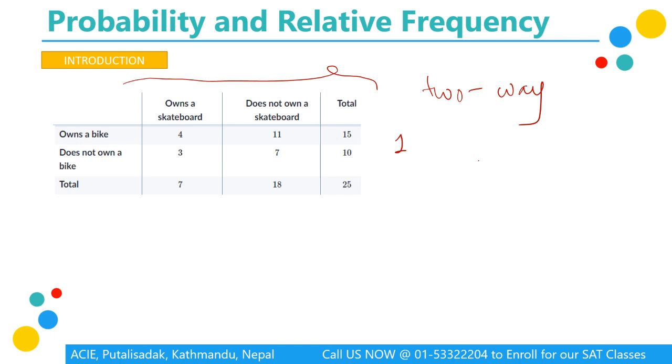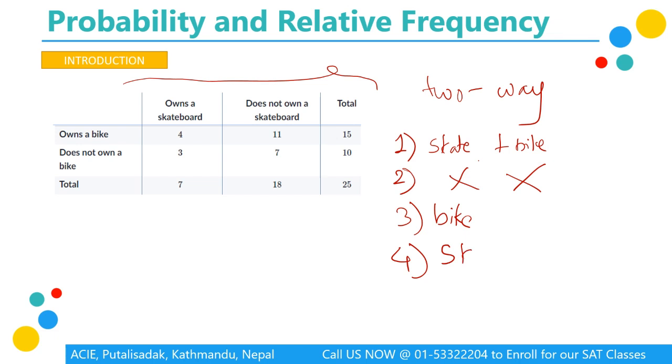Number one, a group of people who have both the skateboard and also the bike. The other group of people who do not have a skateboard and also don't have a bike. And then we have a group of people who only have either a bike or a skateboard.